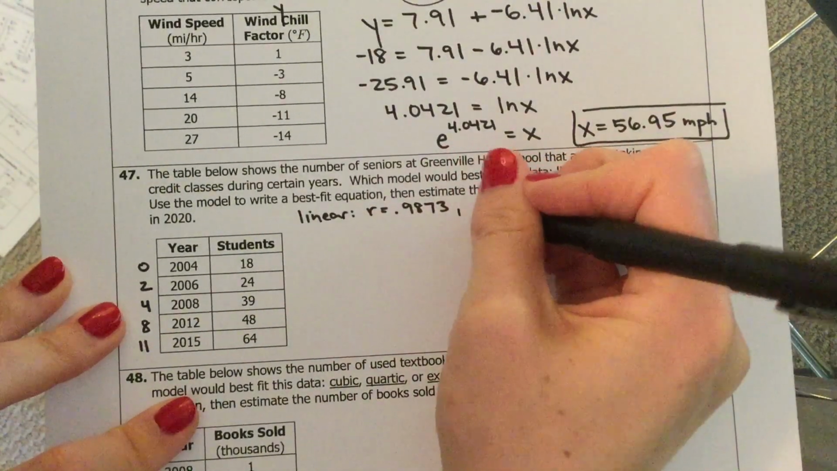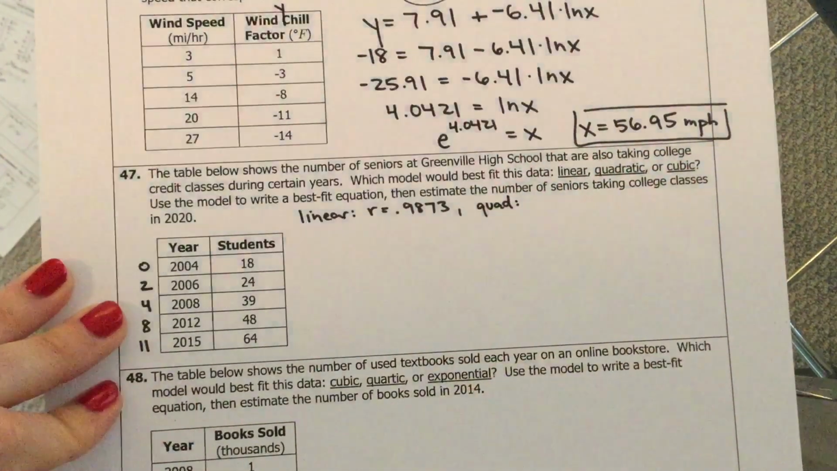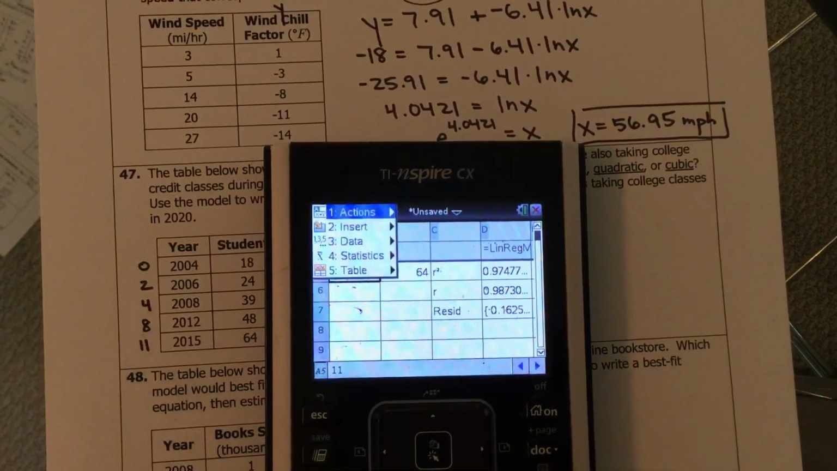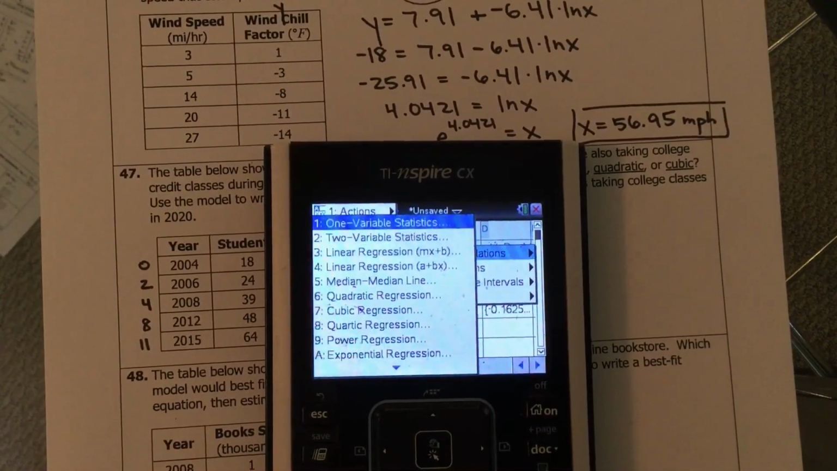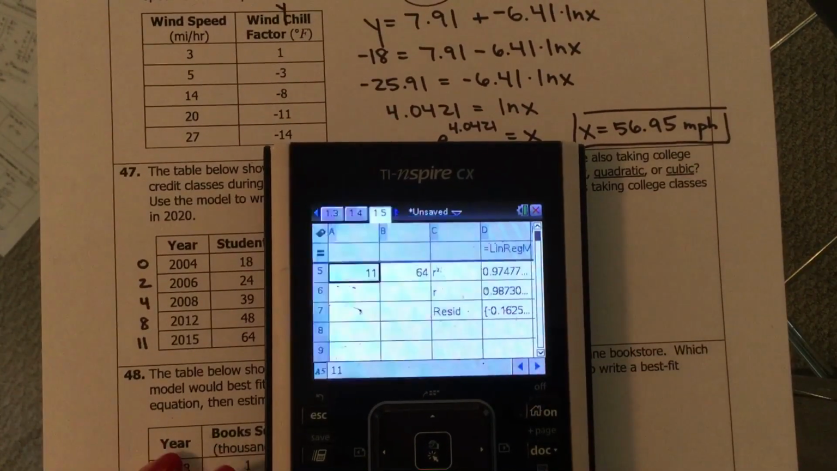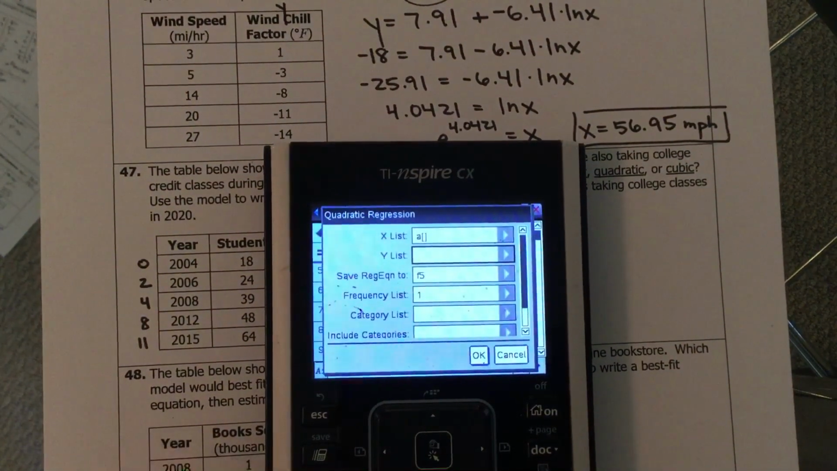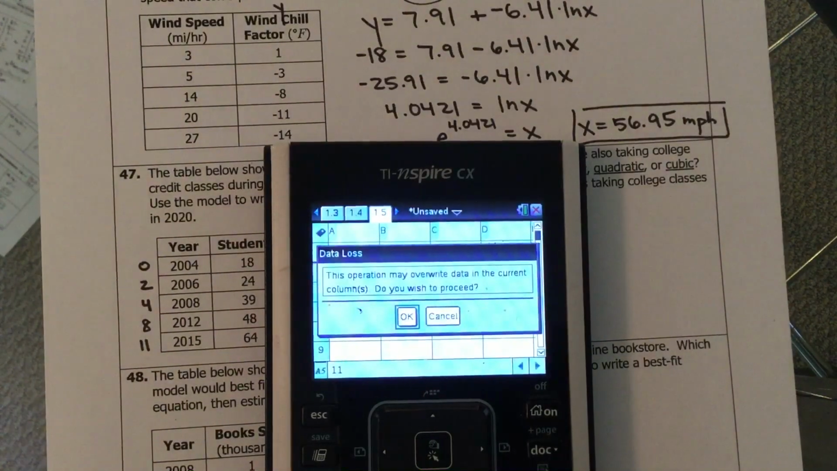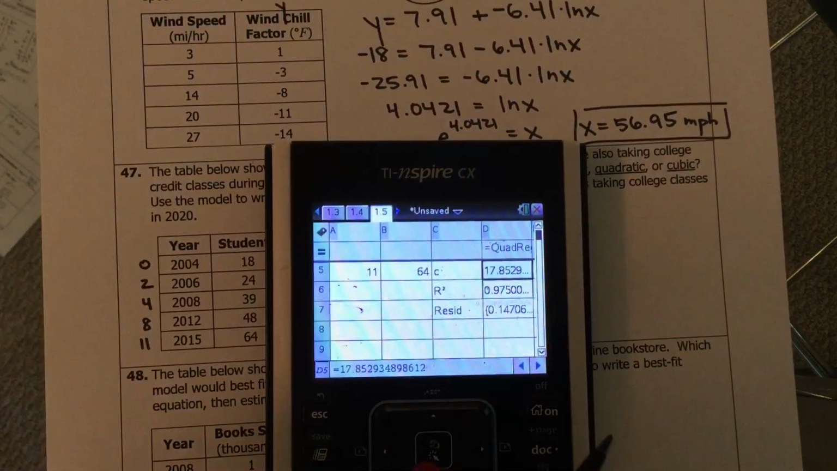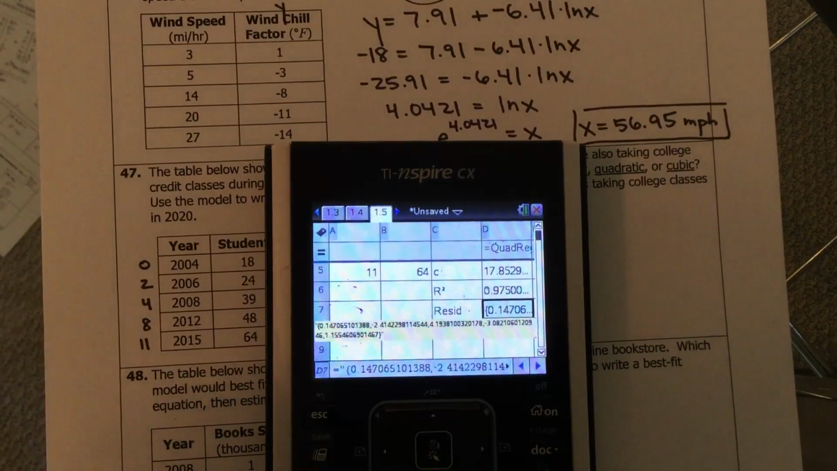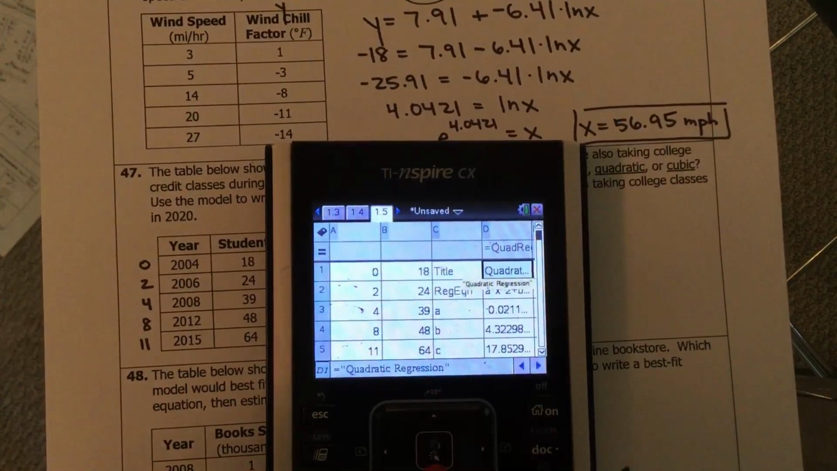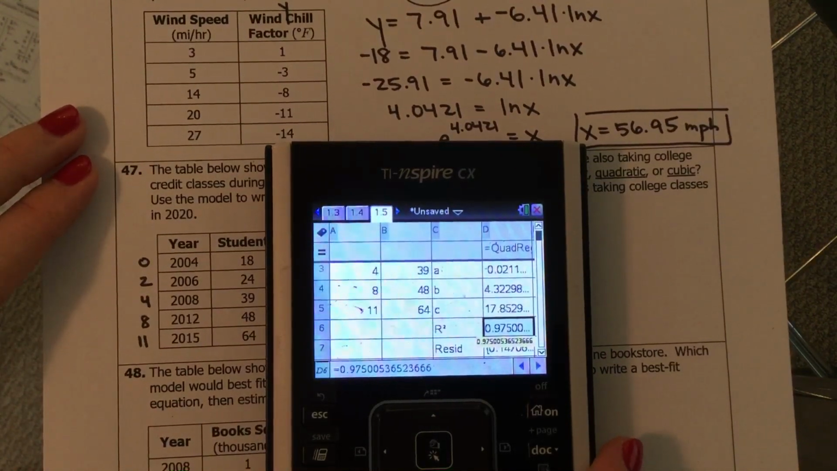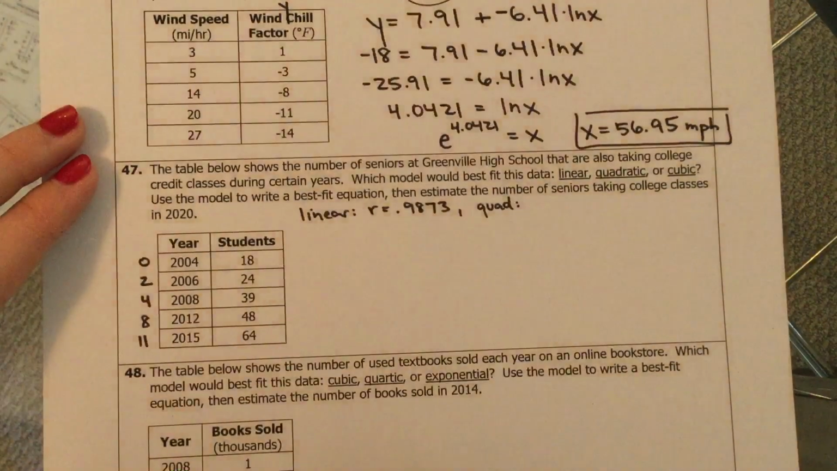Okay, and then let's check the quadratic. So back to this data. Same menu, statistics, stat calculations. This time we're going to use the quadratic regression. And B is where our y's are. Yes, overwrite the data, that's fine. So here, oh, this one uses r squared only. Okay, so let's make sure that we have r squared for the linear. So r squared for the quadratic is 0.975.